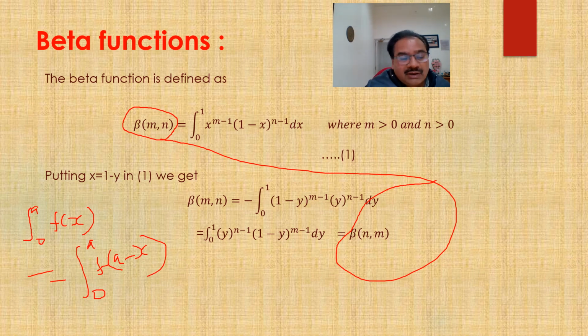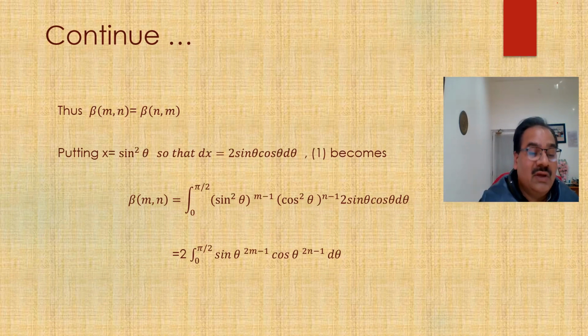Putting x is equal to 1 minus y, of course dx is equal to minus dy. Then you may write the integral from 0 to 1 of y power n minus 1, 1 minus y power m minus 1 dy, which is beta nm. So in this way you can establish this relation.